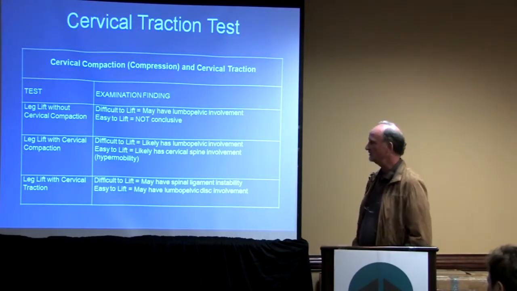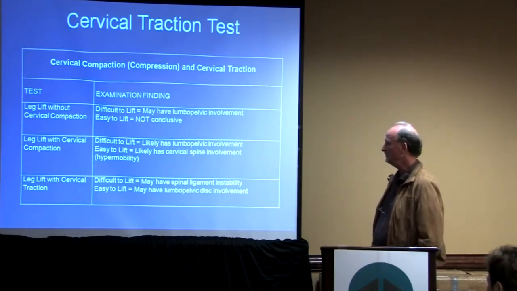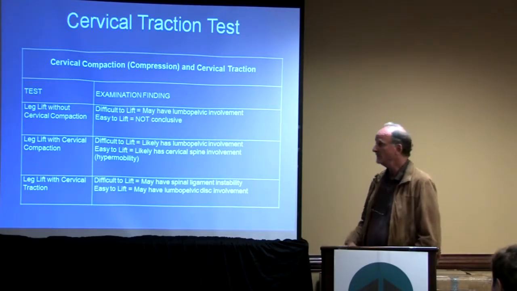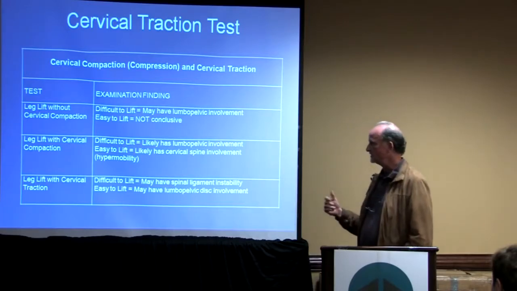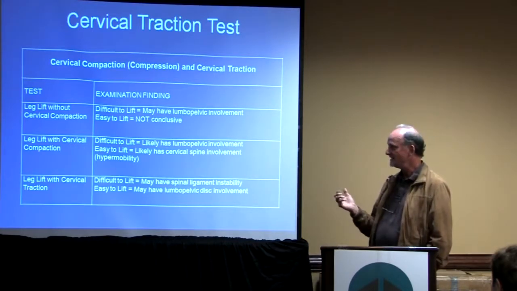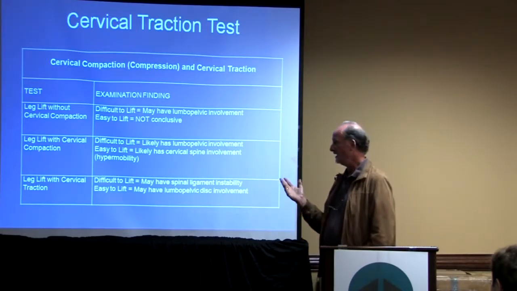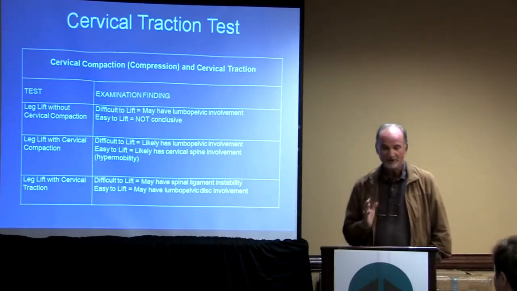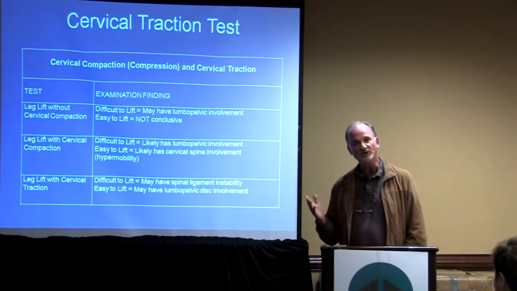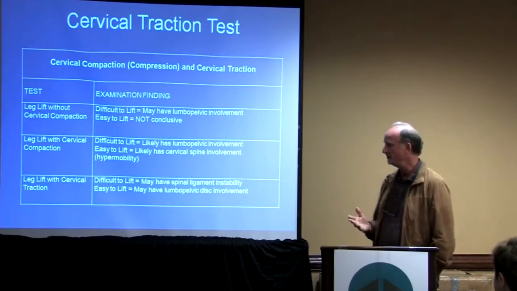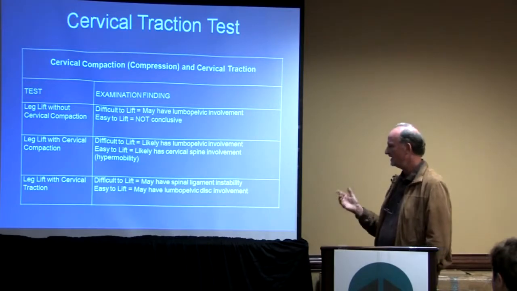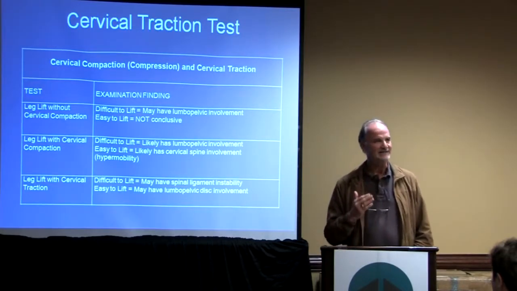Leg lift without cervical compaction: if it's difficult to lift, we may have a lumbopelvic involvement. If it's easy to lift, it's not conclusive. Leg lift with cervical compaction: if it's difficult to lift, it's likely a lumbopelvic involvement. If it's easy, then it's likely a cervical spine involvement, but it could be hypermobility of the segment. So this would be a time when I would find including some nutritional support to help laxity of the ligaments could be helpful too. But leg lift with cervical traction, if it's difficult to lift, then it's definitely some type of instability in the ligaments.